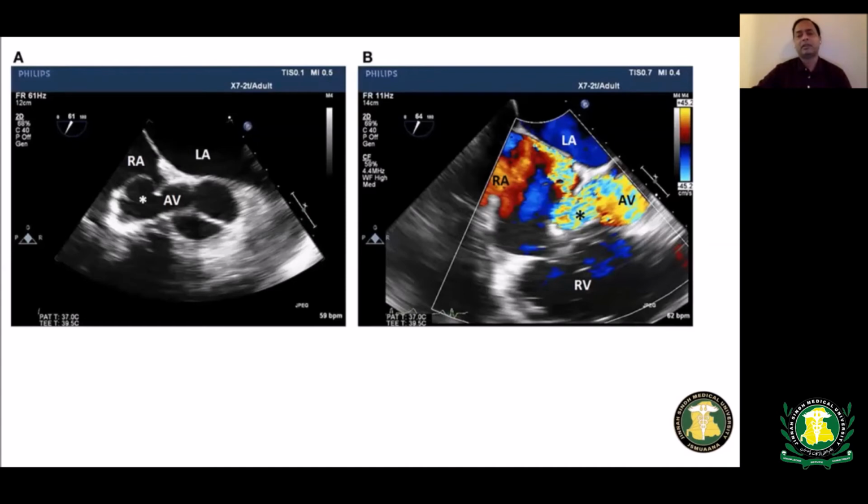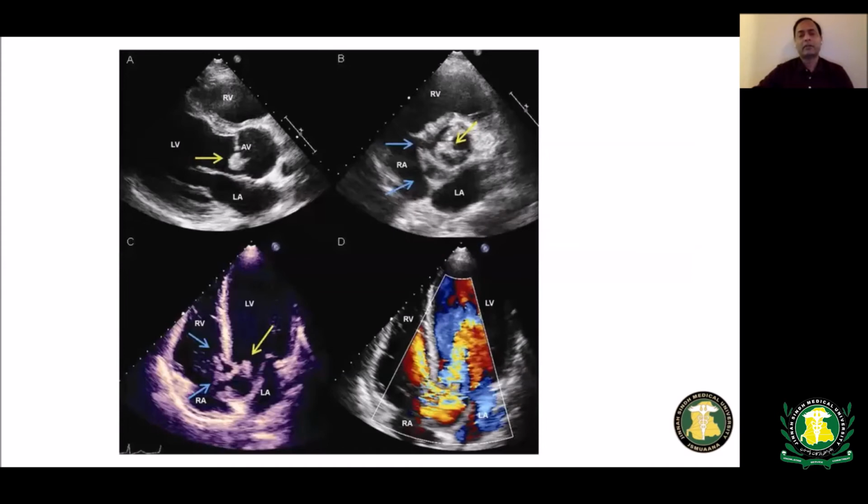And if you can see, there's a color jet going from the aortic valve into the right atrium. So he's developing a fistula or could be developing a sinus of Valsalva aneurysm. So this is a complication of infective endocarditis, and those patients require urgent surgery.